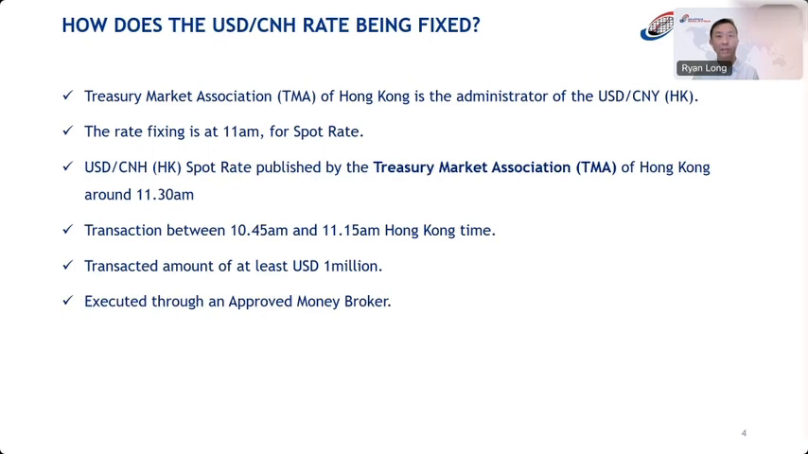So what they do is they compile all the US dollar CNH trades that are transacted on that particular day between 10:45 a.m. until 11:15 a.m. The minimum transacted amount is US dollar 1 million. It has to be executed through an approved money broker. They compile all the trades and come out with the reference price.